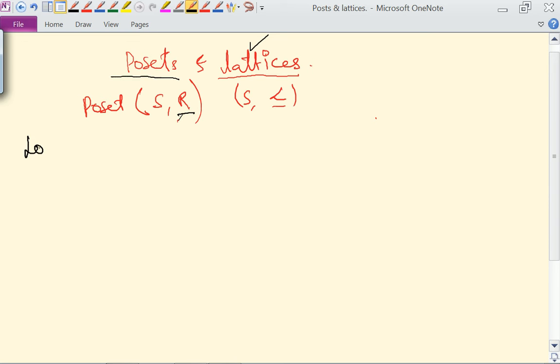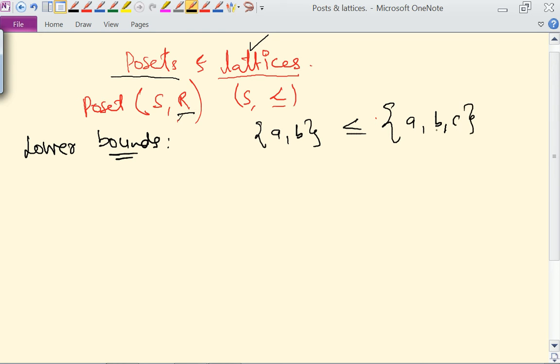Now today we want to learn about lattices. Before that, we would like to learn a few things like lower bounds. So what is a lower bound exactly? If we have {a, b}, which is a subset of or less than or equal to {a, b, c}, then we say {a, b} is a lower bound of this.